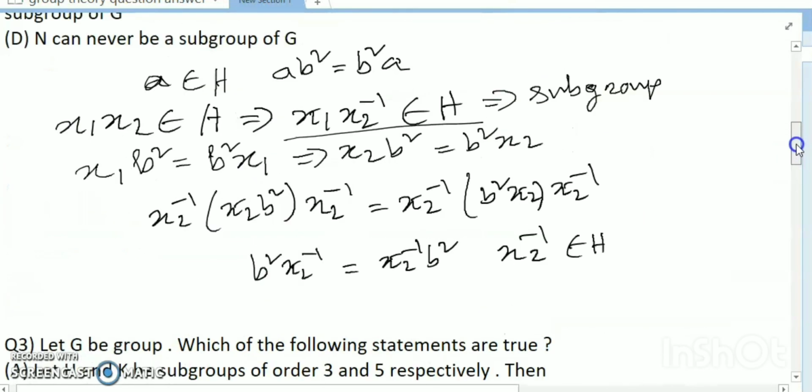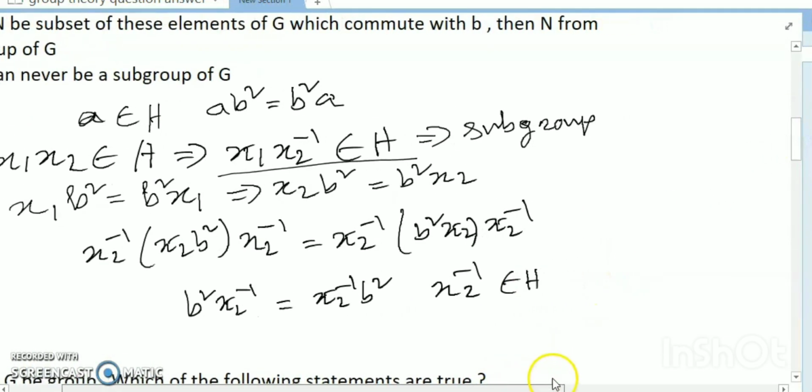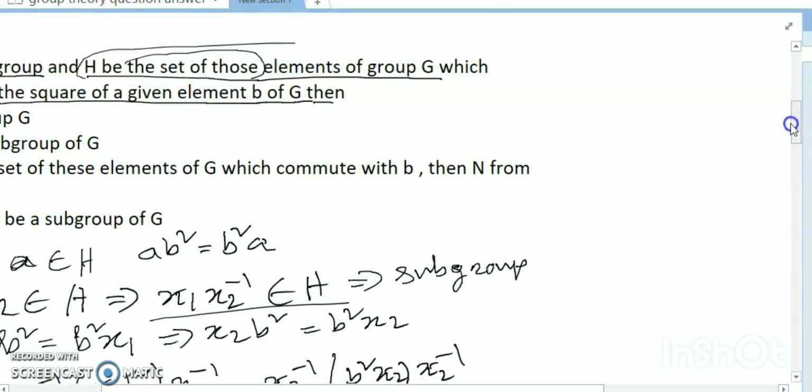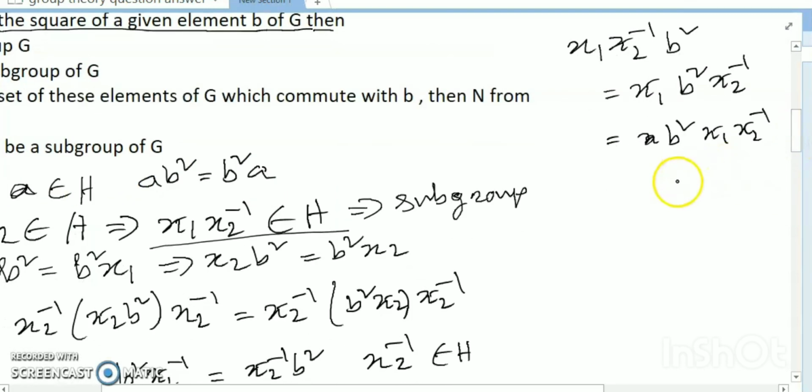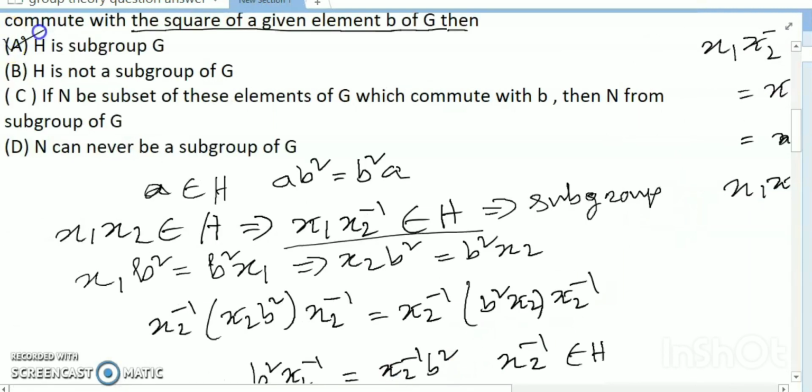Friends, you see that x2 inverse belongs to H. So whatever you see, x1 x2 inverse b square is equal to x1 b square, as it is an abelian group, so it is commutative, so I can write b square into x1 x2 inverse. So b square x1 x2 inverse, that means x1 x2 inverse, that it is a subgroup. So H is a subgroup, property of the subgroup.